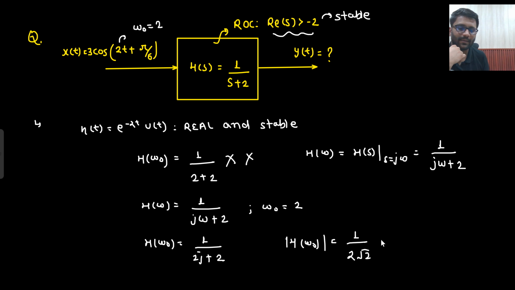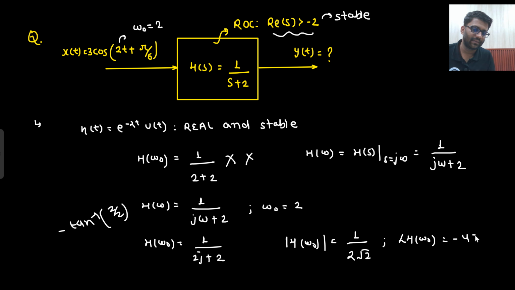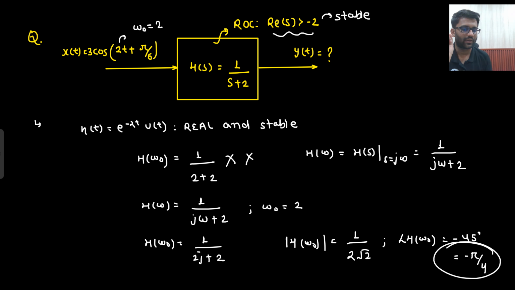And what is the angle? Angle will be minus tan inverse y by x. So minus 45 degrees, or you can say minus pi by 4. Right? All these things in the basics of complex variables we have understood. This was our first lecture, basics of complex variables in network analysis. So there we understood how to write down these angles and magnitudes. So the magnitude is 1 by 2 root 2 and the angle is minus pi by 4.